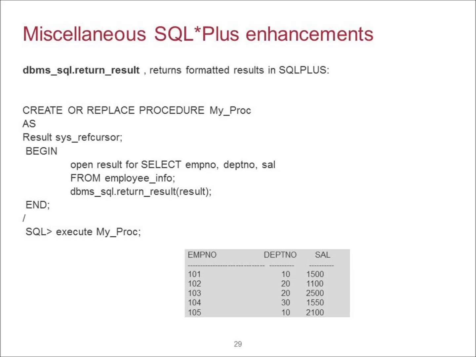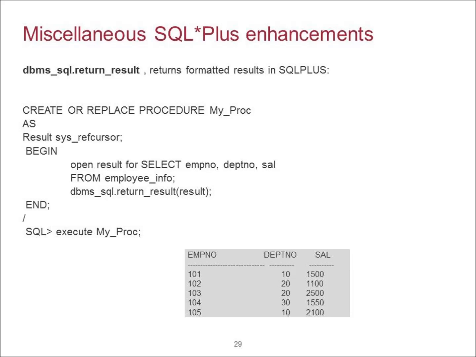So next one is some of the miscellaneous SQL enhancements. Oracle 12c has several of them, but I just wanted to highlight the main one because I use this a lot, and I'm assuming that a lot of other folks use this too. The new function called return result basically returns the formatted results in SQL+. So let's look at an example, then I'll show you the difference between how you could do it otherwise.